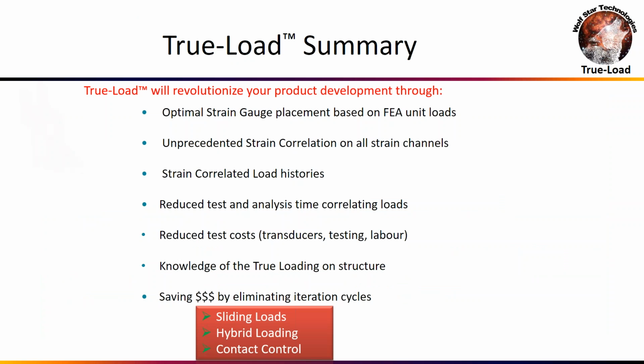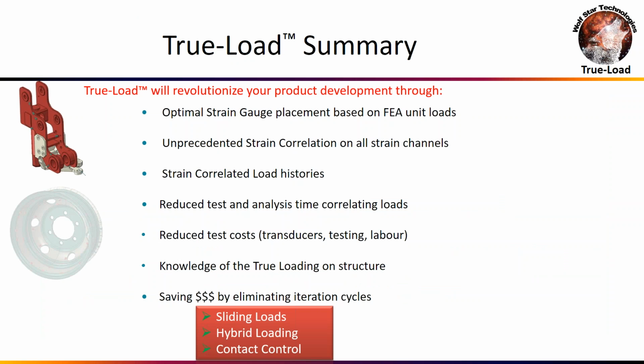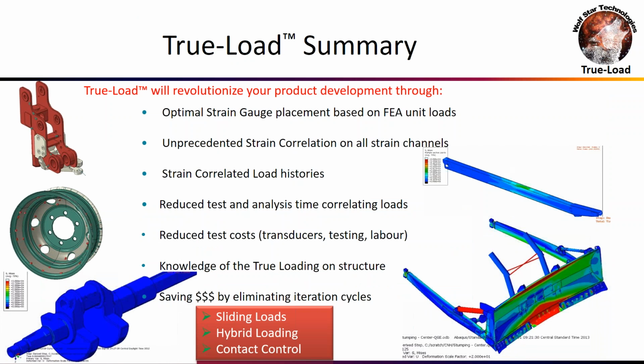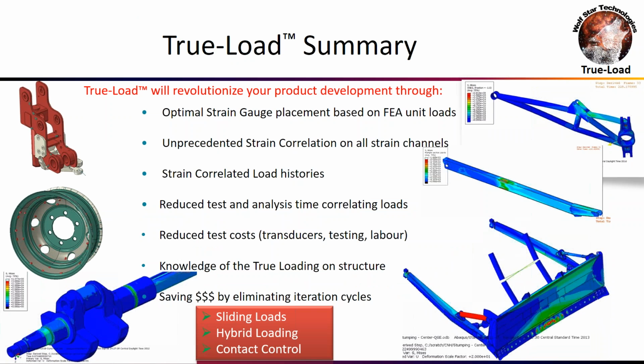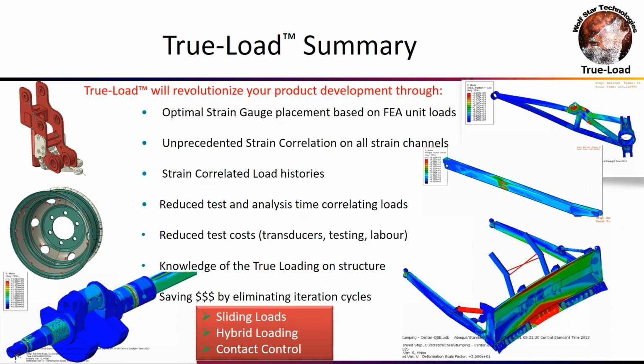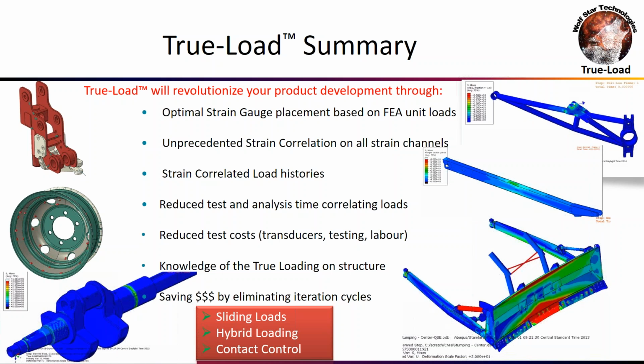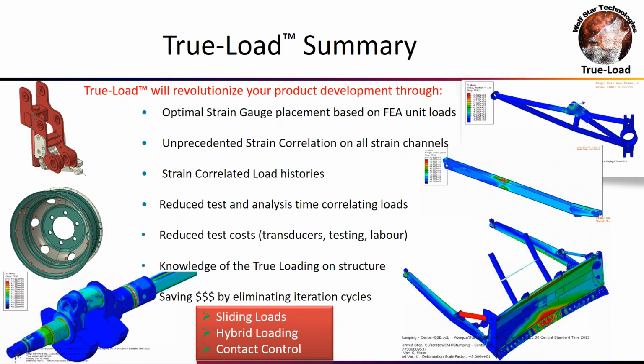So this is my summary slide here. The whole point of TrueLoad is that we're going to give you optimal strain gauge placements. We're going to turn your parts into load transducers. You're going to get strain correlated load histories, and you're going to be able to reduce your test time, your test costs, because now you're just buying uniaxial strain gauges for your testing.